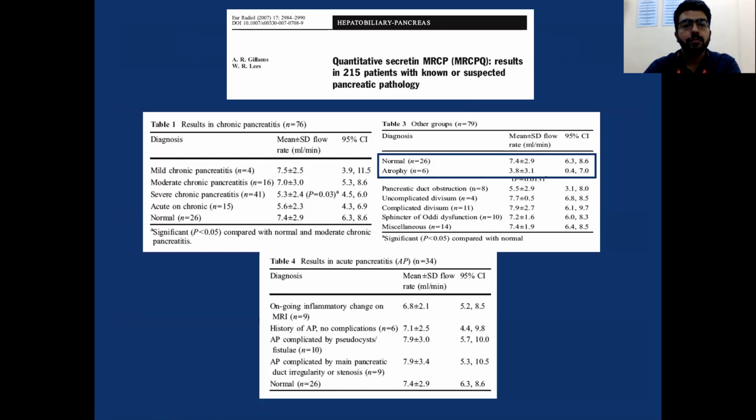So in the results in chronic pancreatitis, the normal was 7.4 plus or minus 2.9, and in severe chronic pancreatitis, it came out to be 5.2 plus or minus 2.4. So these are the quantitative secretin MRCP results in 215 patients with known or suspected pancreatic pathology.